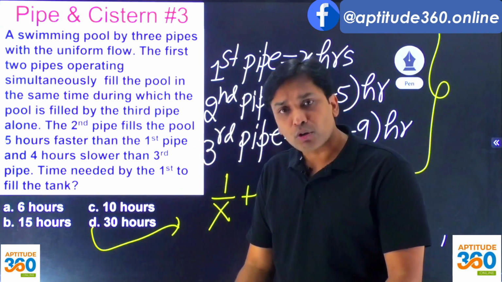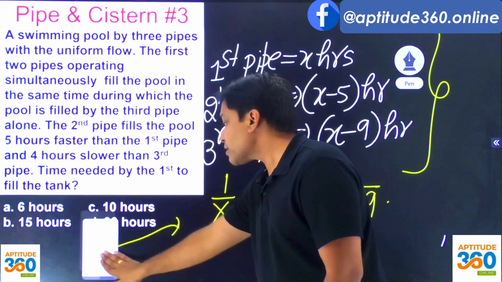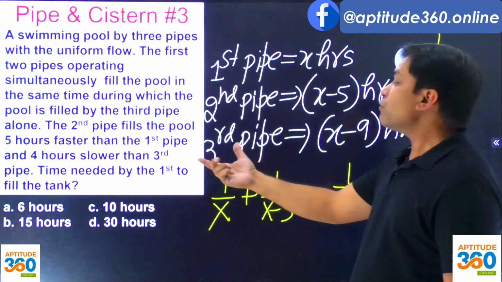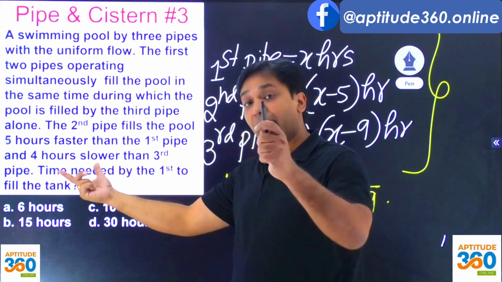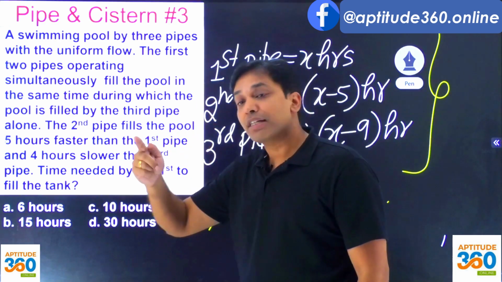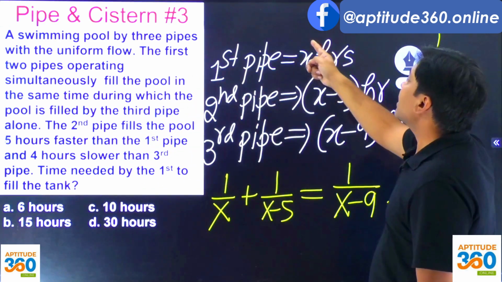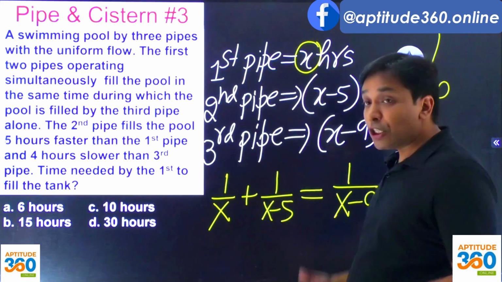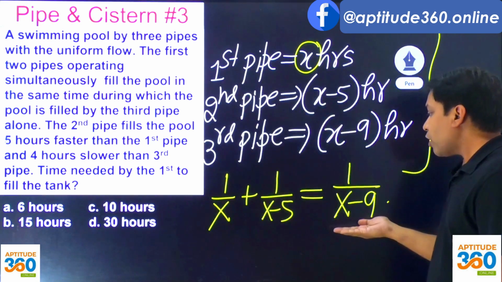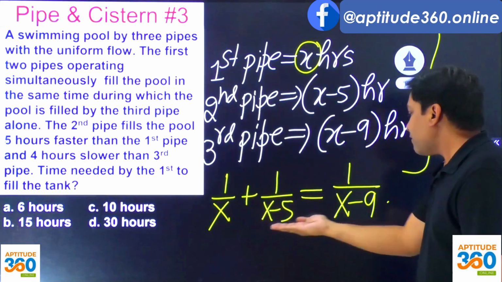We do not want to solve the quadratic equation because we have got the options. Now, understand this. We need to find out what is going to be the value of x, क्योंकि ये क्या पूछ रहा है, the time needed by the first pipe to fill the tank. भाई first pipe को भरने में कितना लग रहा है, x hours लग रहा है. We need to be finding what is the value of x. Now, over here we have got values as x, x-5 and x-9.